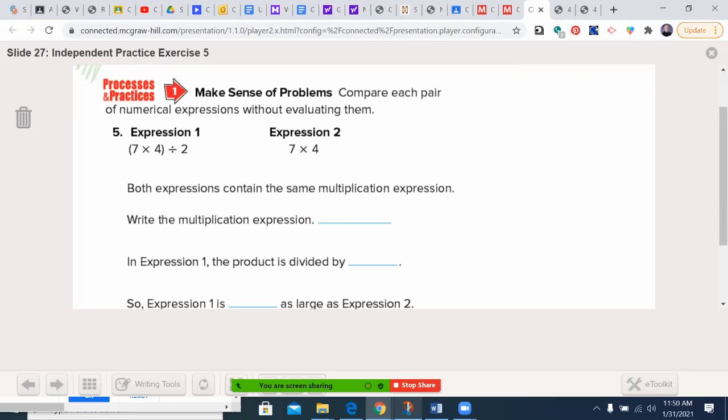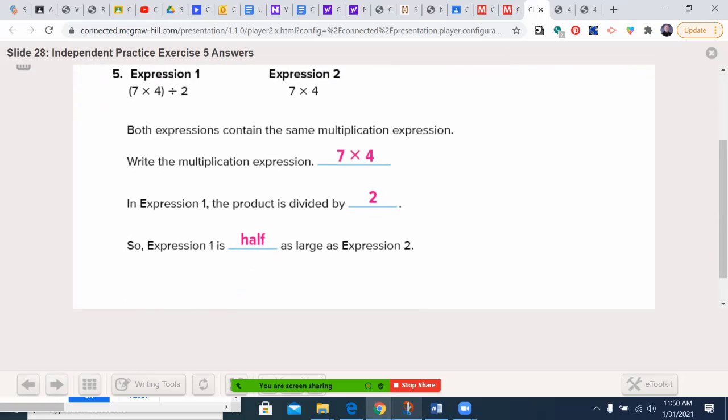Compare each pair of numerical expressions without evaluating them, so you don't end up having to get the answer to each expression. But go ahead and pause the video and fill this out and come back when you're ready. Let me pause the video now. All right, let's see how you did. It's 7 times 4, and in this case, we divide it by 2, so the expression is half as large, because dividing by 2 cuts it in half. If you had $10, you cut it and divide it by 2, you're down to $5.